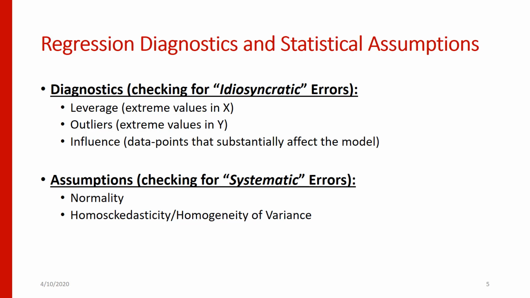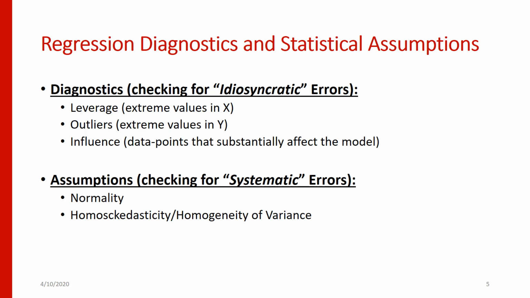And so when we check the assumptions, these are more systematic things. Rather than individual idiosyncratic features of data points, systematic errors are if we're violating the assumptions broadly across the residuals. So in kind of the first case, we're considering individual residuals. In the second case, we're considering all of our residuals collectively to see if our assumptions are satisfied.